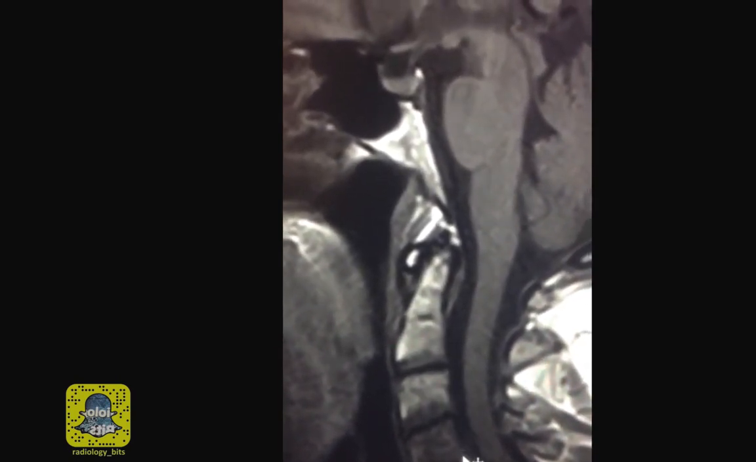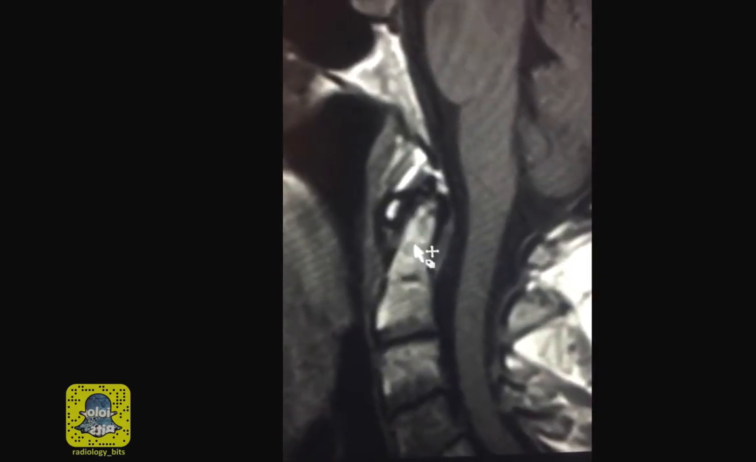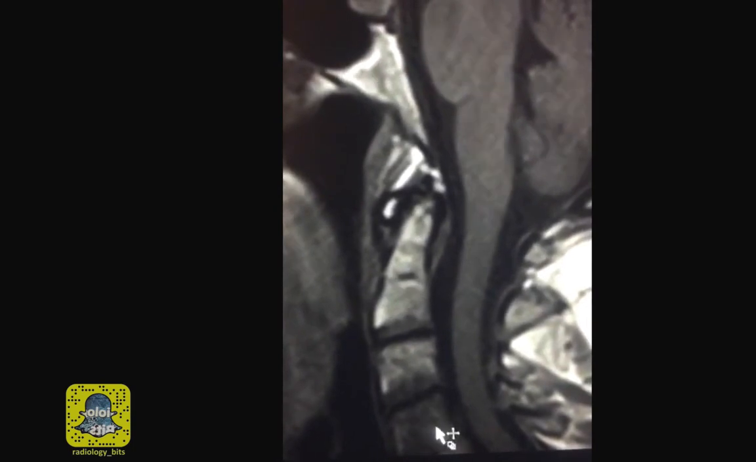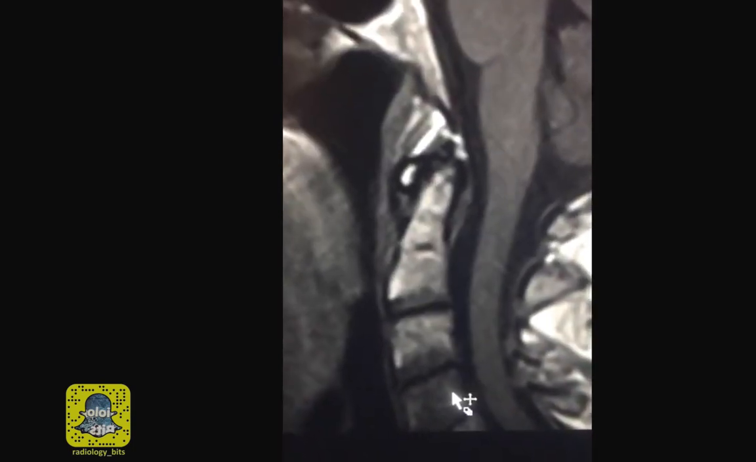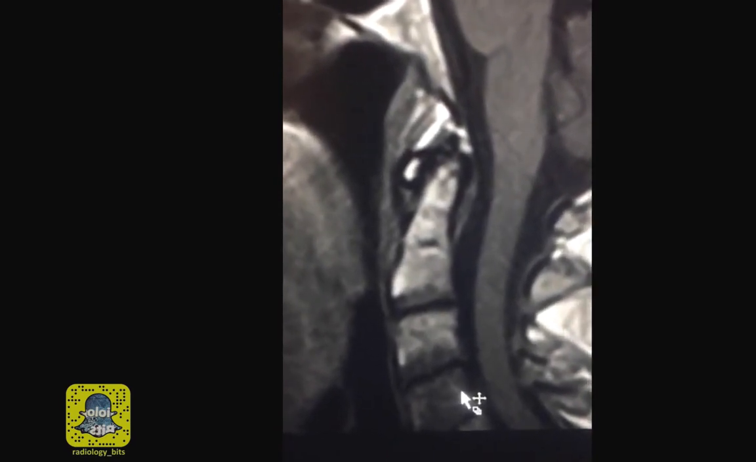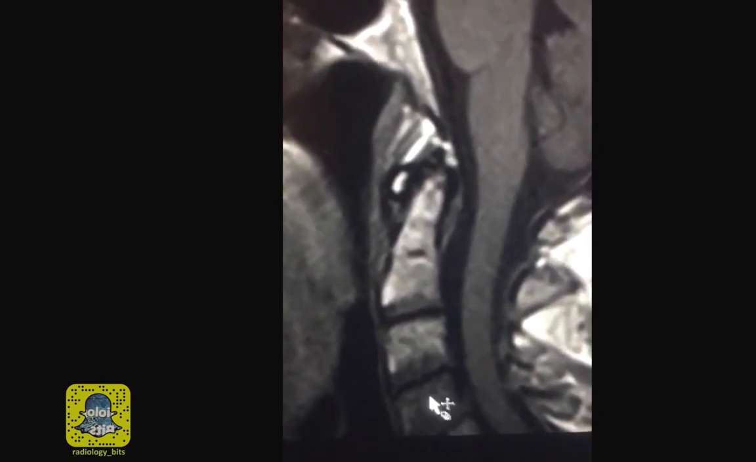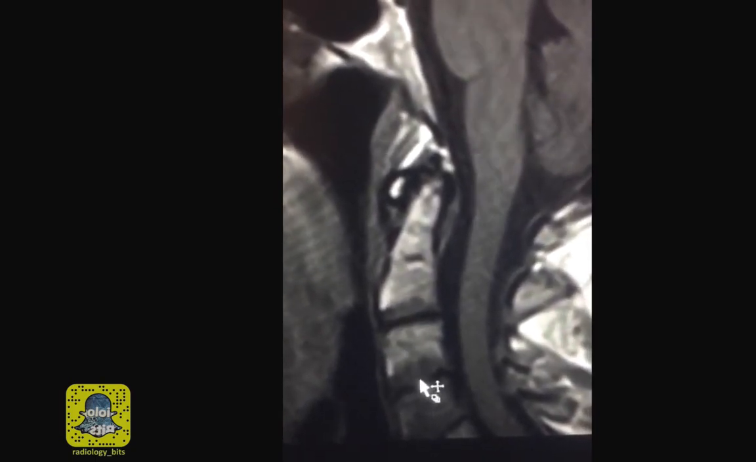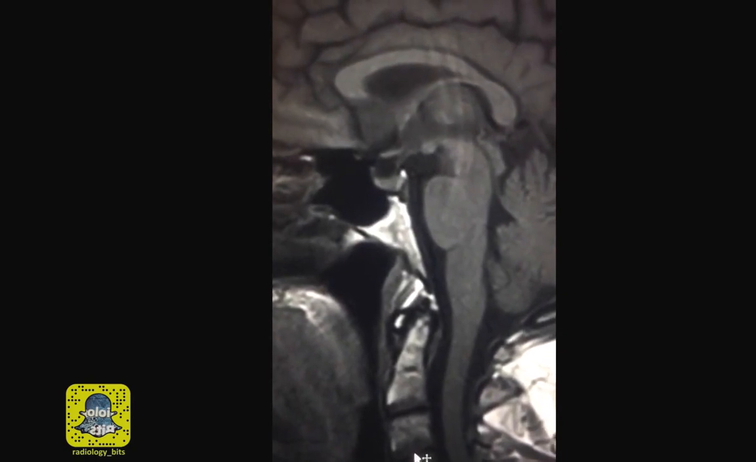But what about the vertebral bodies below it? So this is the C1, C2, C3, and this here is a C4, which is completely abnormal. A very important rule is the signal intensity of bone marrow on a T1 in an adult should never be lower than the disc. I'll show more images on this patient to emphasize this important rule.